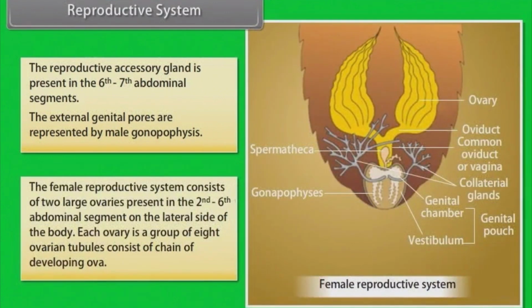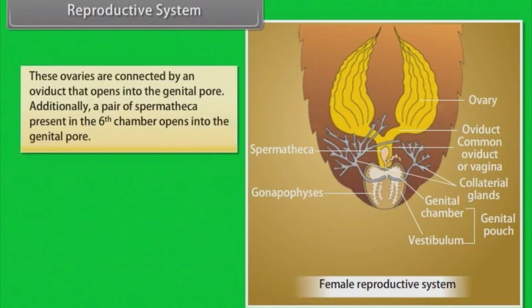The female reproductive system consists of 2 large ovaries present in the 2nd to 6th abdominal segments on the lateral side of the body. Each ovary is a group of 8 ovarian tubules, which consist of a chain of developing ova. These ovaries are connected by an oviduct that opens into the genital pore. Additionally, a pair of spermathecae present in the 6th segment opens into the genital pore.